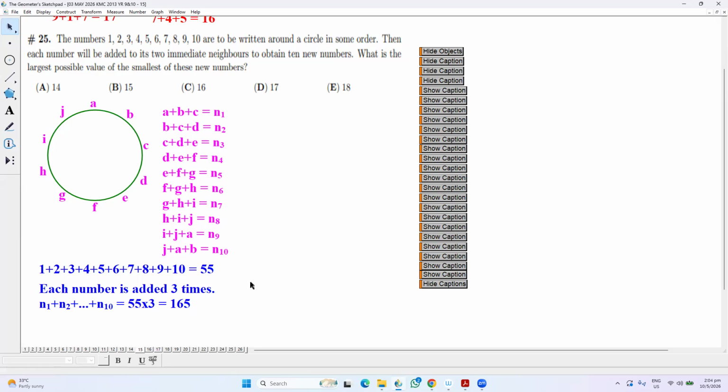The question now is, they are written in some order. What will be the largest value of the smallest of the new numbers? Of the 10 new numbers, the smallest one, we want it to be as large as possible. So we do a trial and error or a simple test case.